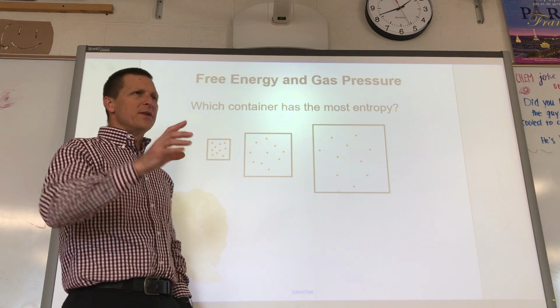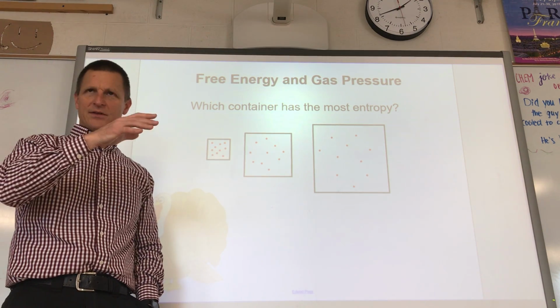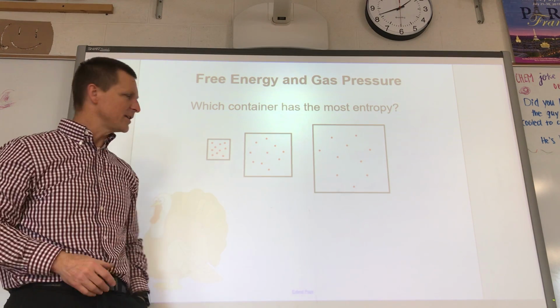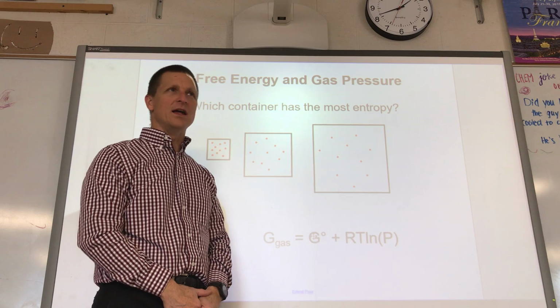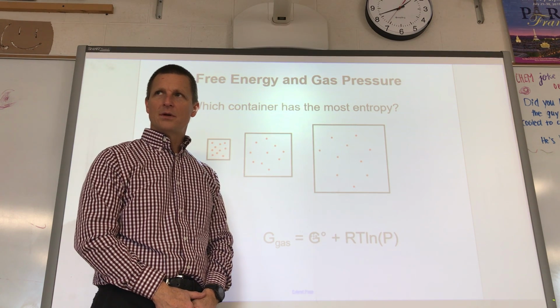Now Gibbs gave us delta G equals delta H minus T delta S. He also came up with this. This is where we have the dreaded ln term.